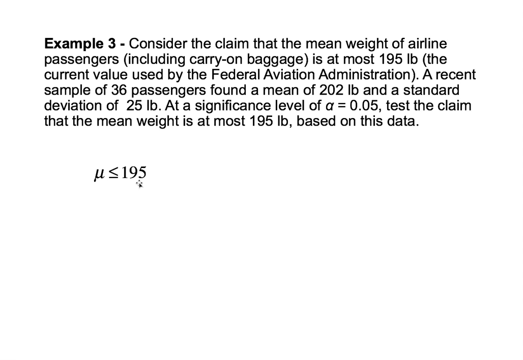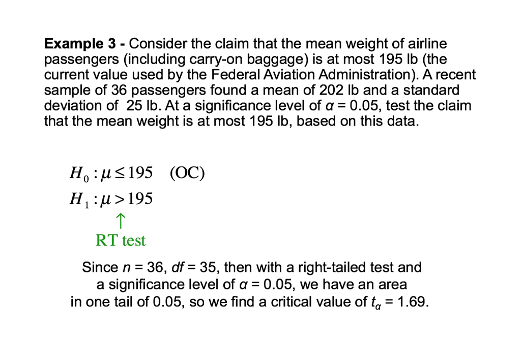And that is going to be our original claim, and it's also going to be our null hypothesis. Well, then that means that the complement is our alternative. The complement is the mean is greater than 195. And you see here I've got noted that the original claim is the null here. And since the inequality symbol in the alternative points to the right, we have a right-tailed test.